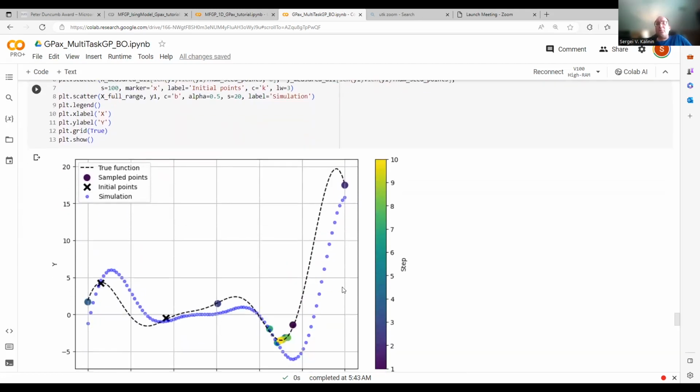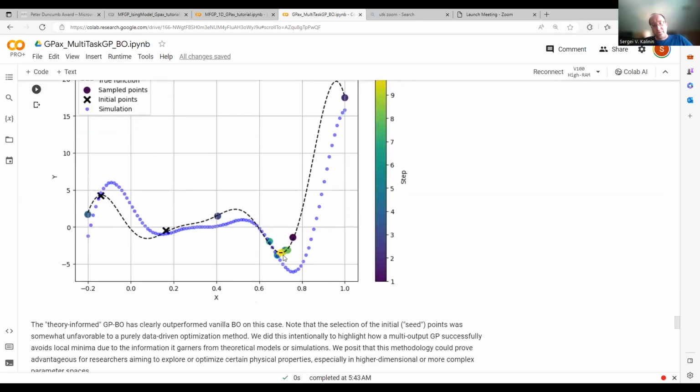If you experiment with the values of these parameters that represent the coupling between the theory and simulation, simulation and experiment, you will see that in the beginning we build this trust that helps us navigate. Then actually it will go down because the position of this minimum and this minimum are different.